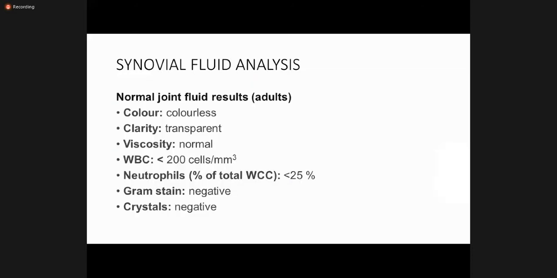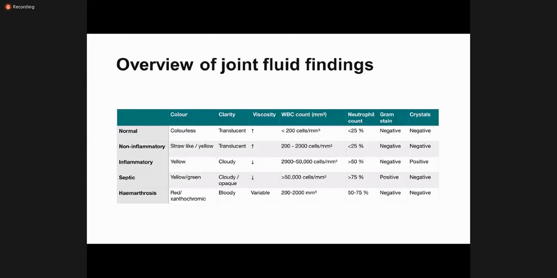Okay, normal joint fluid results. What are they? Color is colorless and transparent, viscosity is normal, WBC count is less than 200, and neutrophils are less than 25% of the total WBC count. Gram stain is negative, meaning no bacteria, and crystals are also absent. These are the factors that are usually mentioned in the synovial fluid report.